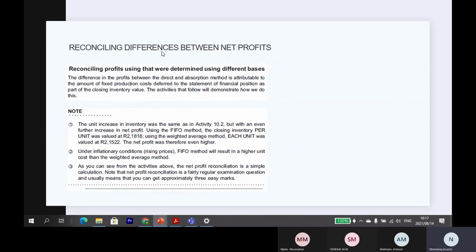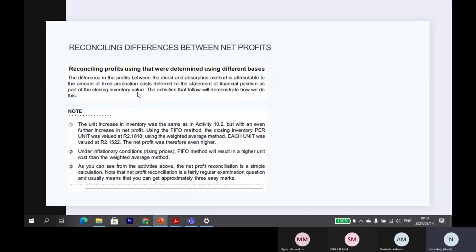So we're moving to reconciliation between the net profits. Remember when we did activity 9.1, I made you aware that under the direct costing method, our net profit was about 800,000, but under absorption costing, it was 835,000. Now we're trying to reconcile these two profits, and these are some of the things you need to be aware of. They're saying that the difference between the two methods is because of the fixed production cost that's being deferred in the closing inventory.